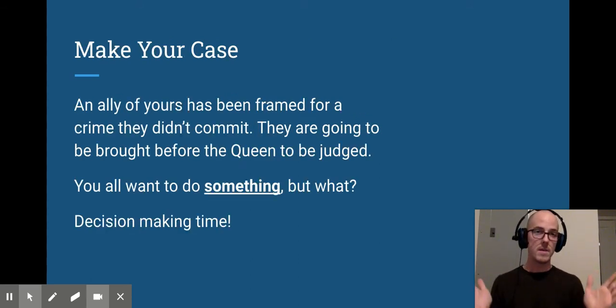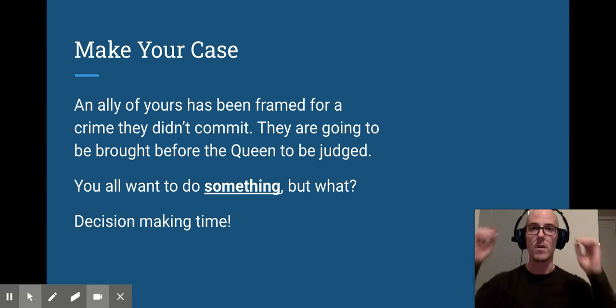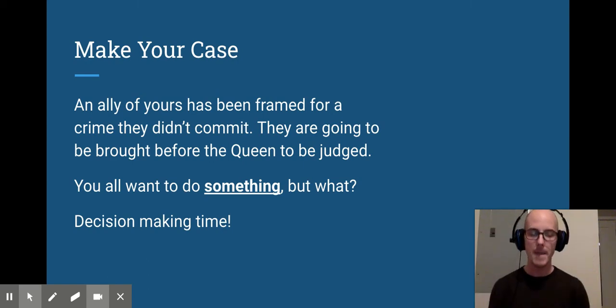Before we talk about the model, let's imagine a scenario. You're playing a role-playing game, and you have an ally in the party who has been framed for a crime that they didn't commit. They're about to be put in front of the queen, and she's going to judge your ally. She's probably going to judge guilty because they've been framed, right? You all want to do something about this, but the question is, what do you want to do, or what will you do? Now it's decision making time.